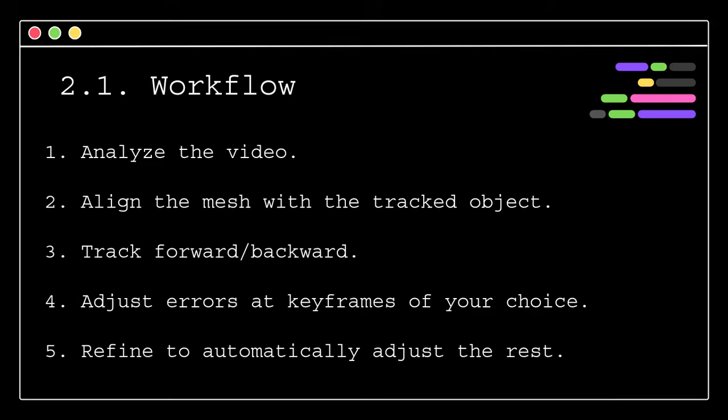Step 3. We track forward or backward through time. And step 4. If the mesh drifts, we correct it at select keyframes using manual alignment. Step 5. And finally, we refine everything automatically to adjust the motion in between. It's a mix of automation and user-guided correction.